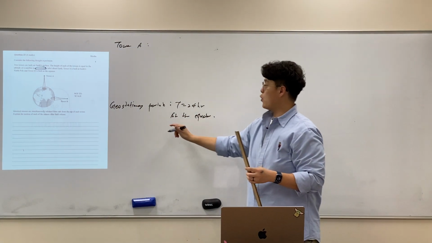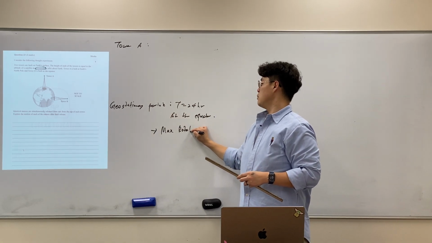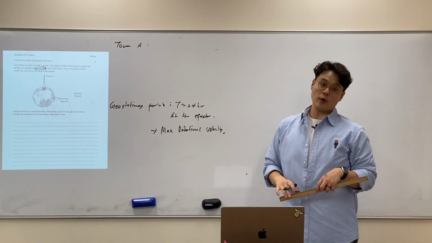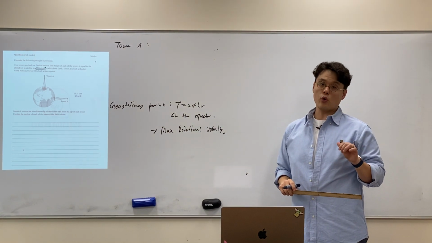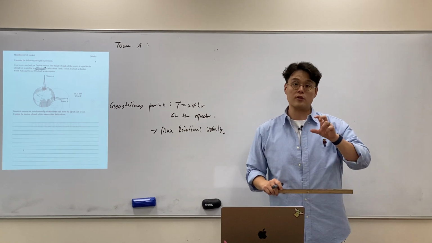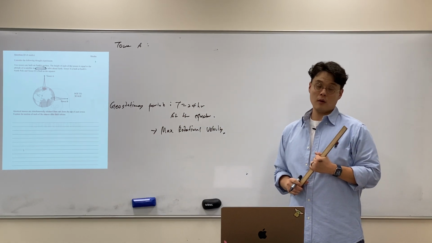So the point is, they get the maximum rotational velocity at the equator. This is why at the geostationary orbit we intend to place the satellite at the equator, so that it can gain the maximum rotational velocity of the Earth.